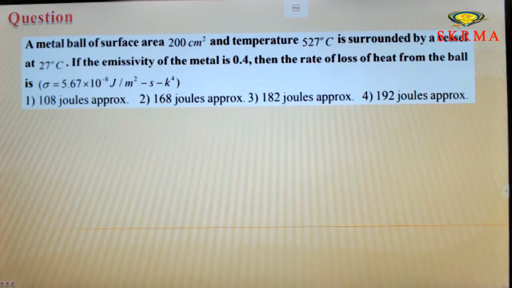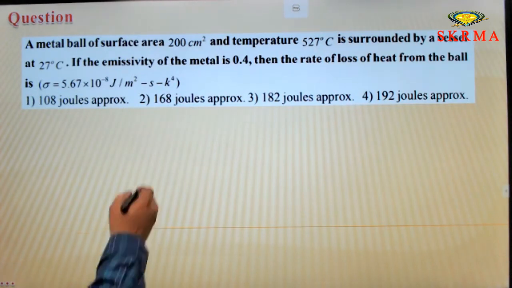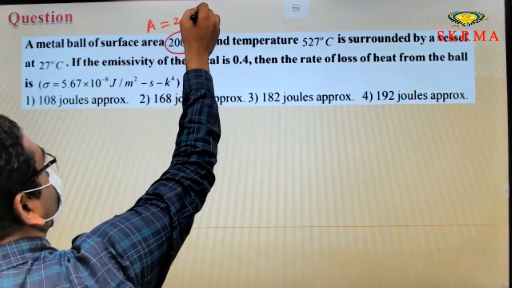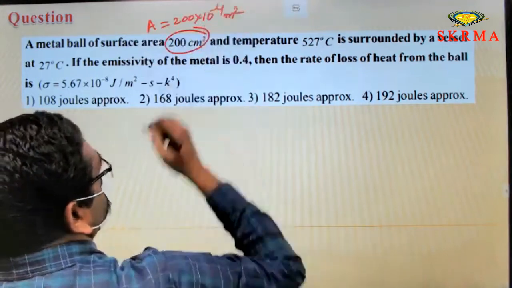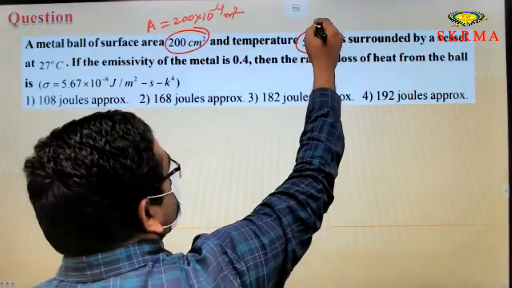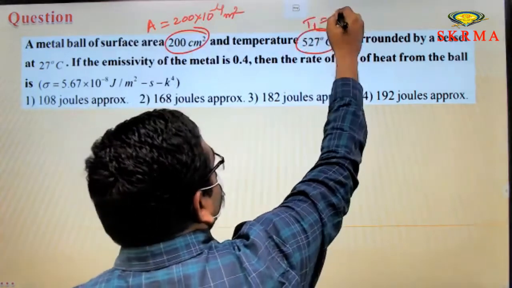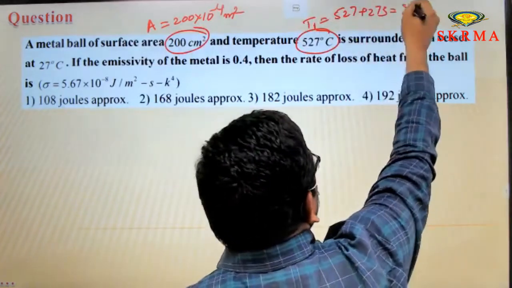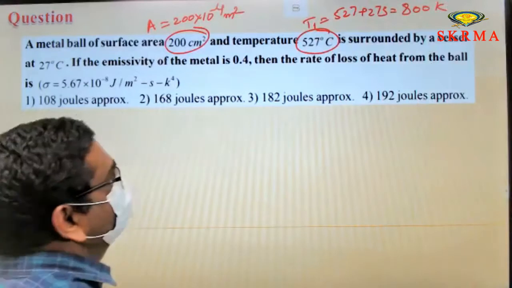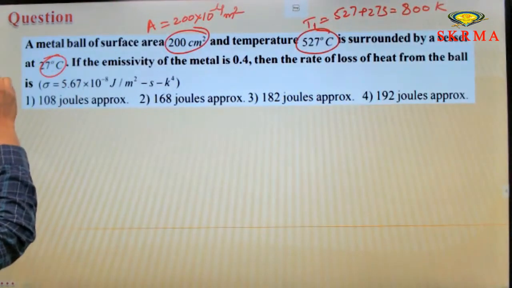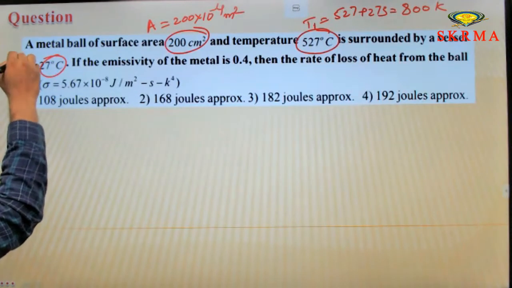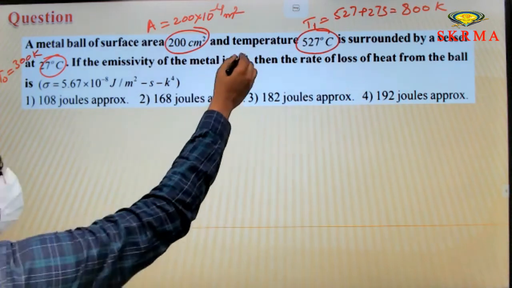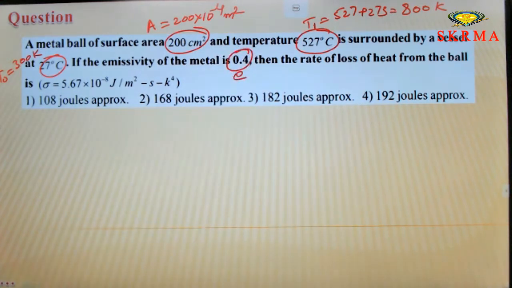Next one, a metal ball of surface area 200 centimeter square. So area is given as 200 centimeter square, that is 200 into 10 power minus 4 meter square. Temperature is 527 degrees, let it be T1. 527 plus 273 is equal to 800 Kelvin. Surrounded by a vessel at 27 degrees centigrade, so surrounding temperature is 300 Kelvin. 27 degrees in terms of Kelvin is 300.